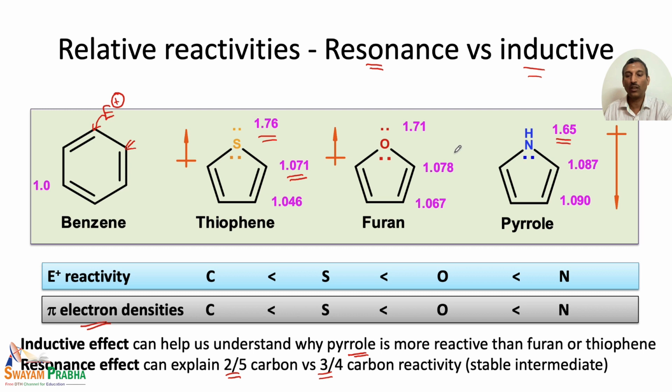The inductive effect is the one which actually tells why pyrrole is more reactive, because we know this particular nitrogen is having much less electron density, whereas the carbons are having more pi electron density. That is the reason they undergo the reaction much faster compared to furan and thiophene. So this inductive nature can be used to explain the different reactivity of pyrrole with furan and thiophene.